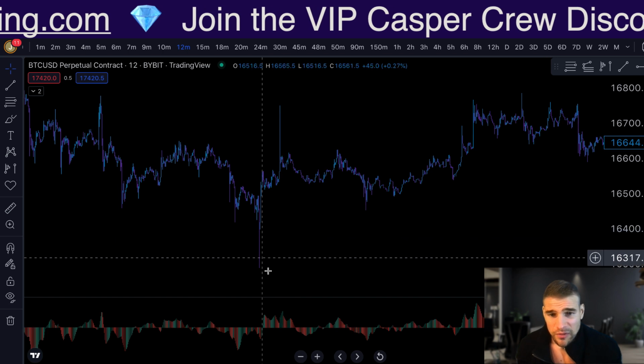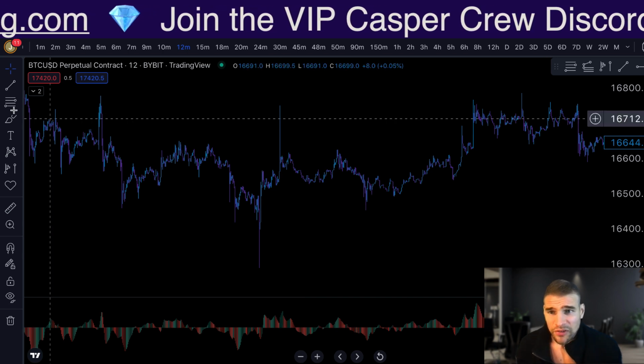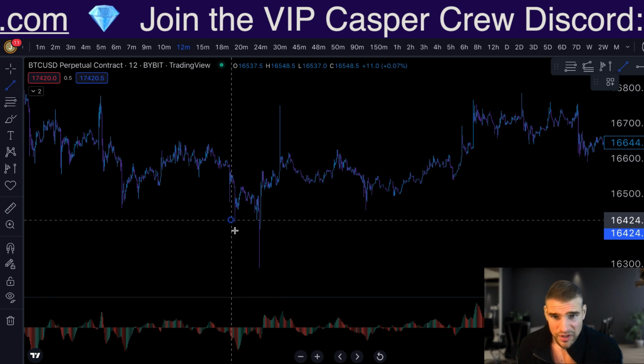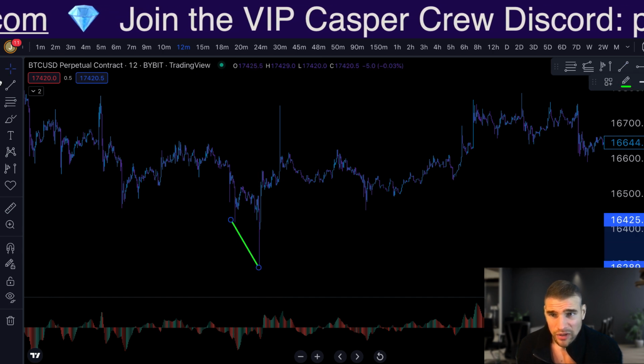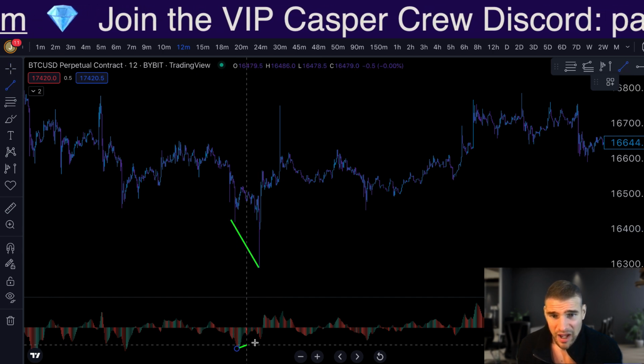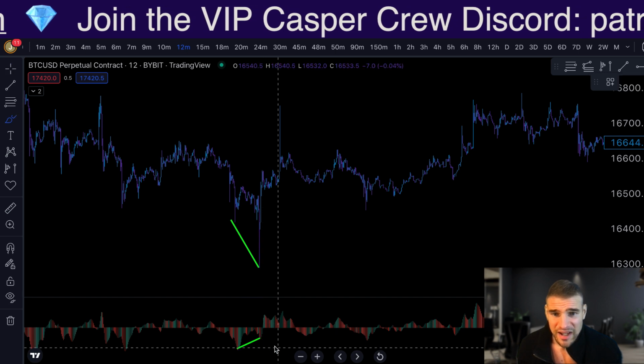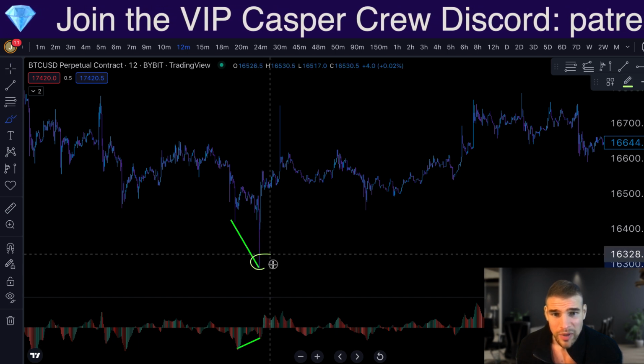So what you are going to be looking for on the Awesome Oscillator is divergences where the price is making a lower low and the oscillator is making a higher low. This is called a divergence. This is how we can time the exact bottom for price.